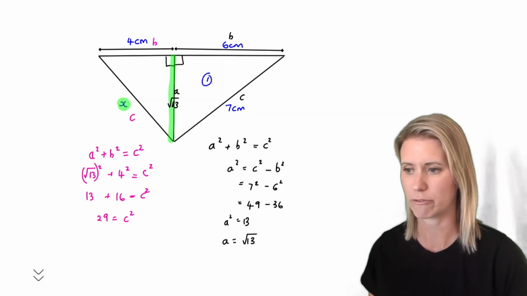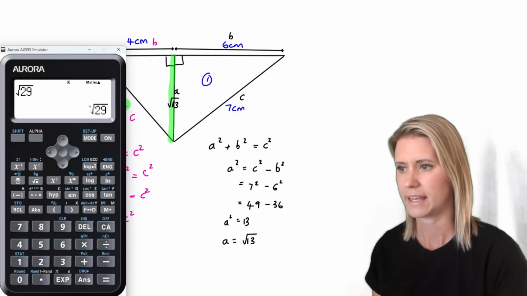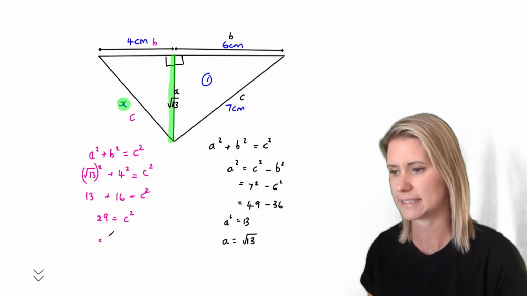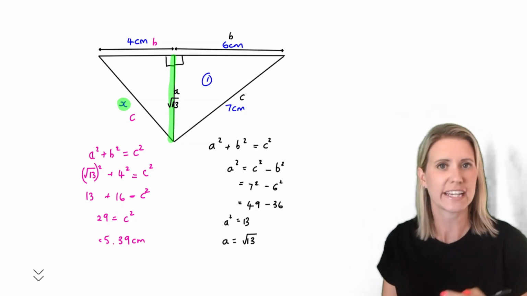And if we square root the 29, it gives us 5.39 to 2 decimal places. And that length is in centimetres. Okay, so there's a trickier Pythagoras question.